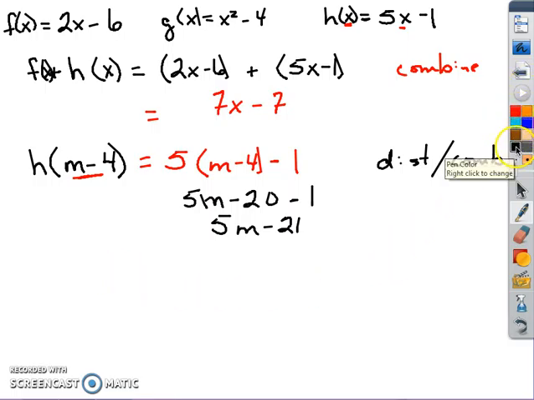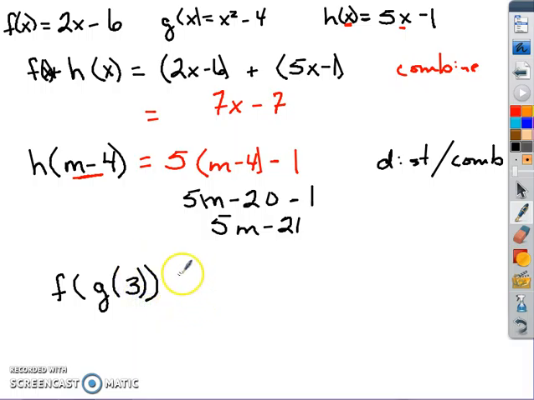Now, this time, I'm going to have you combine a couple of functions. What if I want to know what is f of g of 3? This can be also written as f, little o for of, g of 3. Same thing. Just depends on which teacher wrote it. So I like writing it this way.